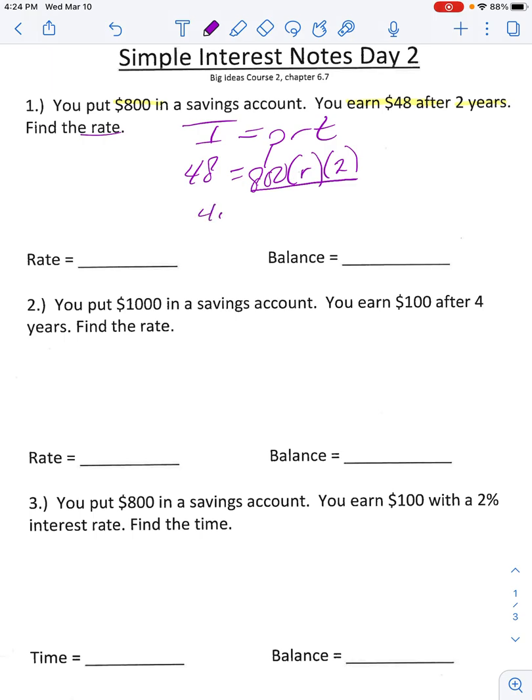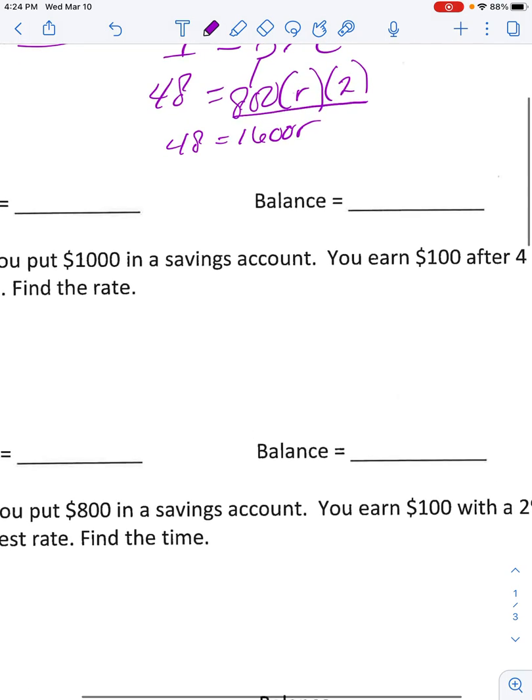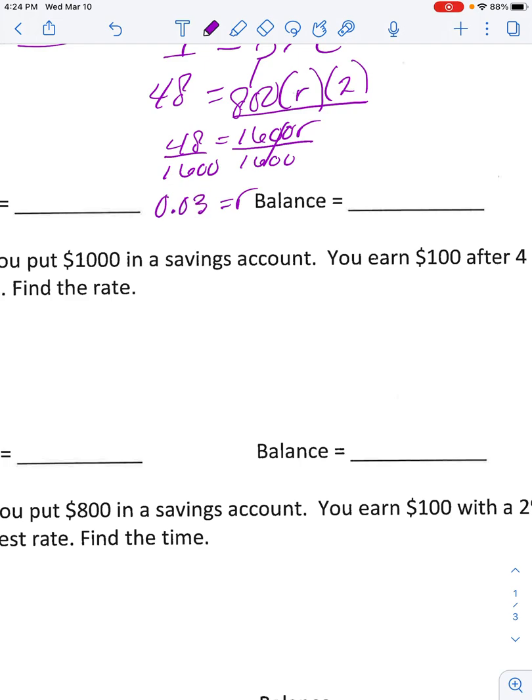We can bring this 48 down. 800 times R times 2 would be 1600 R. How do you solve for R? Get rid of the 1600, do the inverse operation. That leaves us with an R. And then 48 divided by 1,600 is 0.03, which is what it says in the calculator.